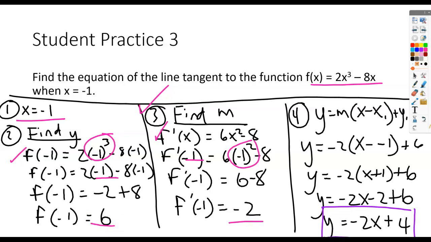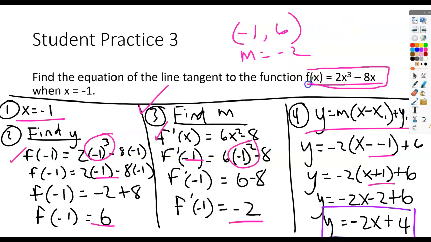So I'll write that up here. We had negative 1, 6 for the point. And for the slope, we had negative 2. And you're just going to plug it into this formula now. Got to be careful here. When you plug in a negative 1, you have minus a negative 1, so it actually becomes plus 1. Then you do your distribution and combining like terms. You get negative 2x plus 4. And that would be the equation of the line that's tangent to this function at this value of x. Okay? That's how you do it by hand.